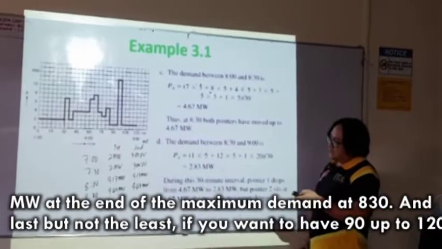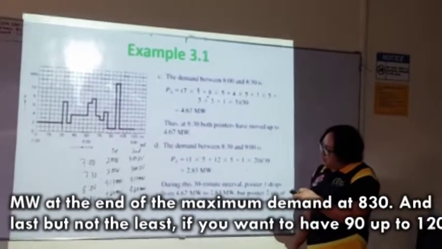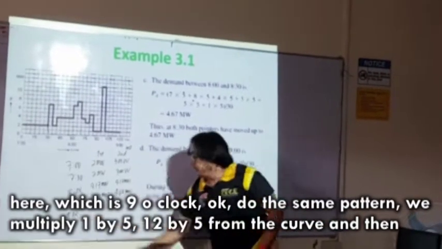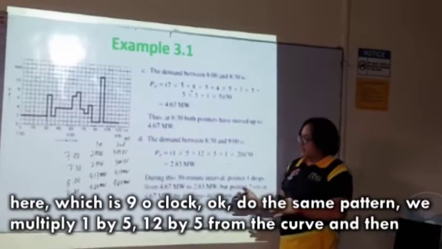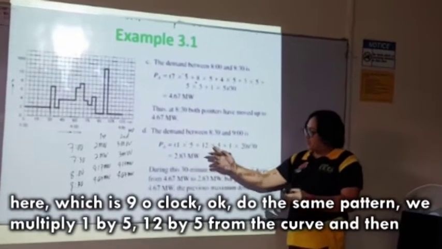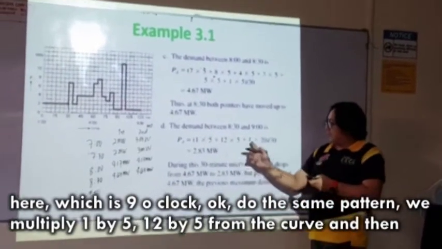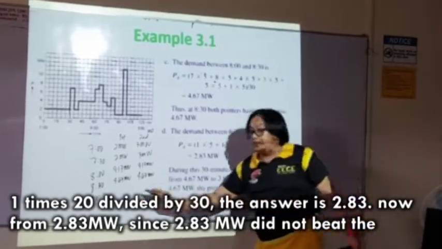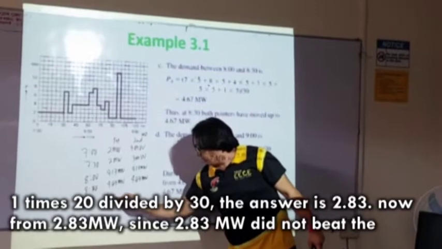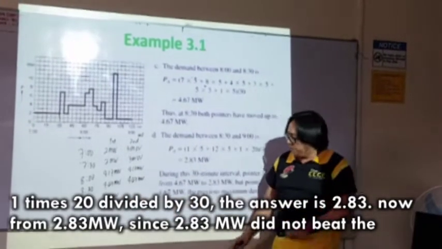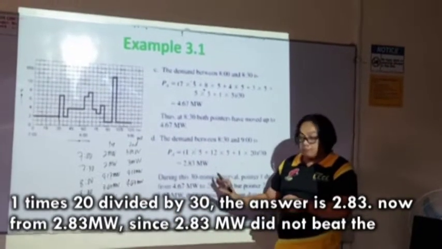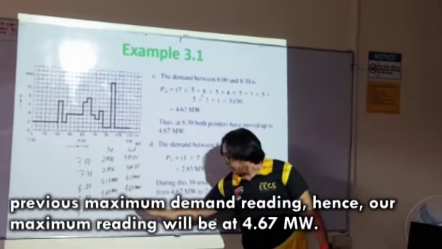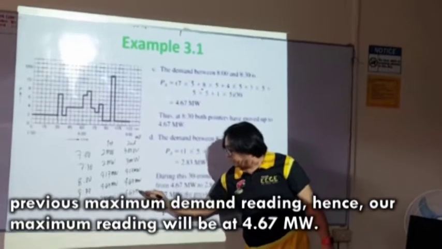Last but not least, if you want the 90 up to 120 here, which is 9 o'clock, do the same pattern. Multiply 1 by 5, 12 by 5 from the curve, and then 1 times 20, divided by 30. The answer is 2.83. Now, since 2.83 megawatts did not beat the previous maximum demand reading, our maximum reading will be at 4.67.